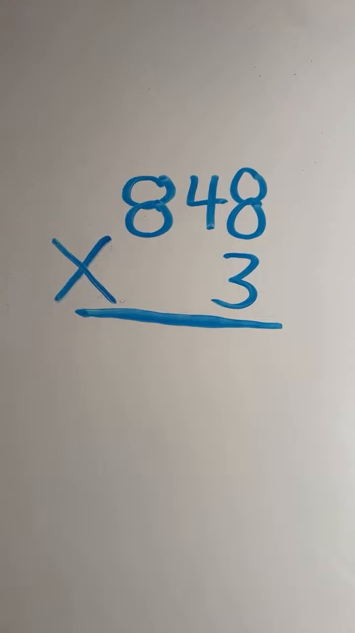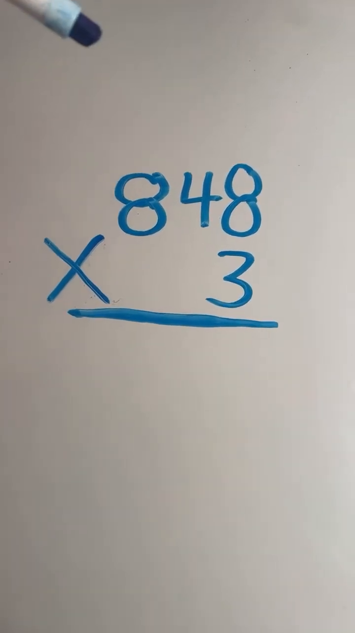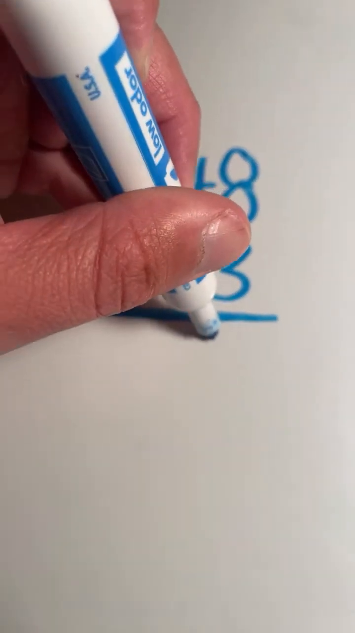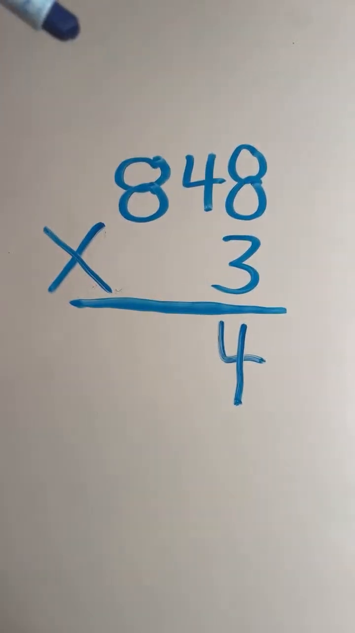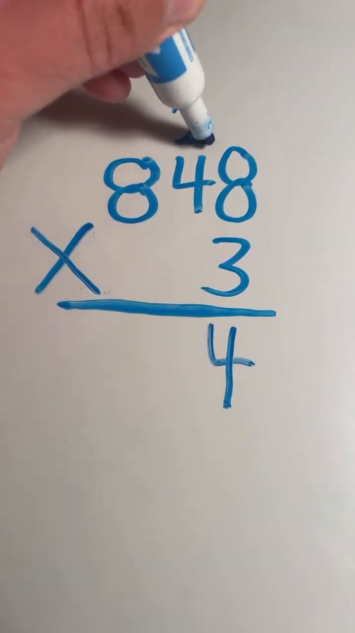Now 24, our product is more than 10, so we will have to regroup. So the 4 in 24 goes in the ones place. The 2 in 24 gets carried over to the tens place.